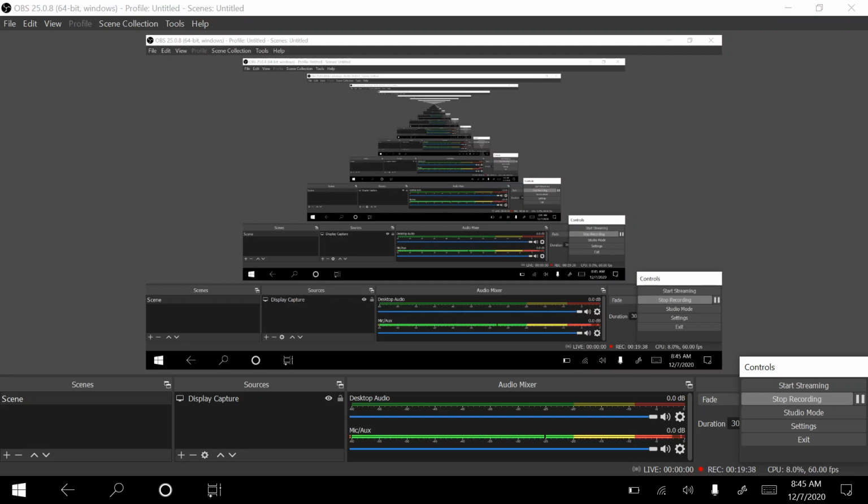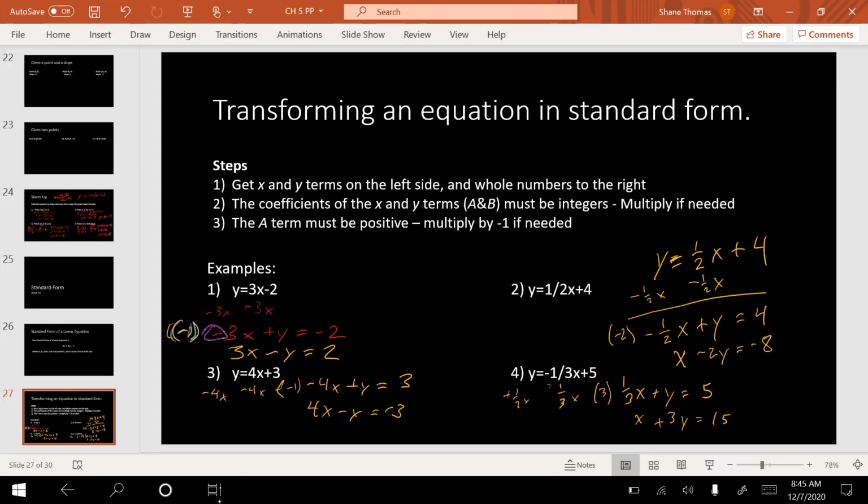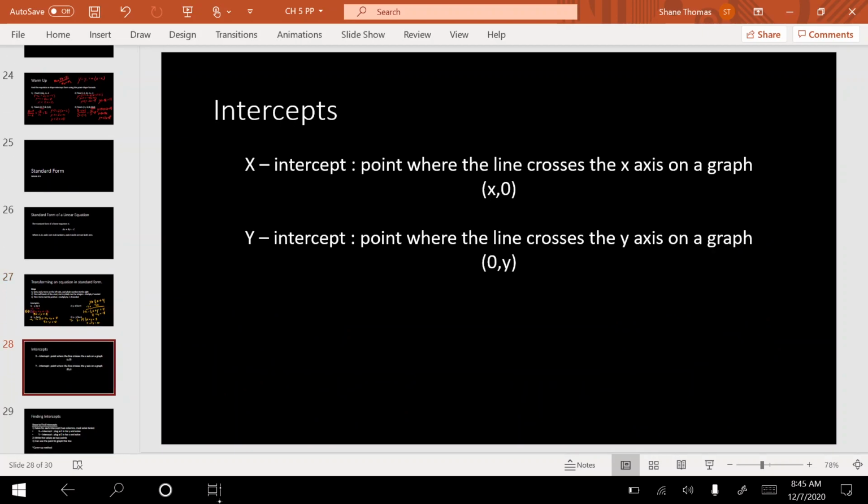All right, so let's keep going here. Any questions on transforming to standard form? I think that's pretty simple. You're just putting x's and y's on one side. Make sure they're both whole numbers, and make sure your A term's not negative. Next thing, we can talk about intercepts.